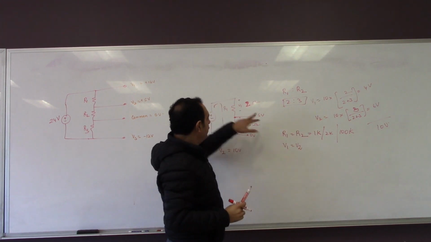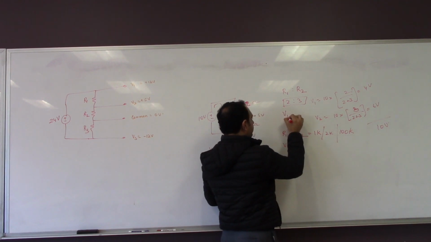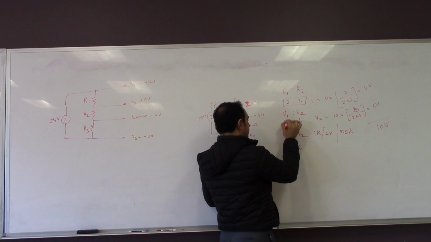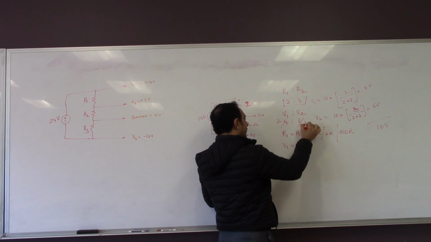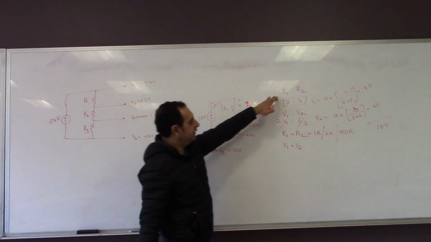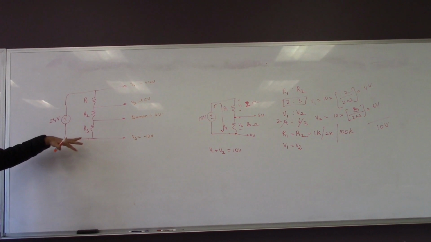Right? The ratio of the resistances was 2 is to 3. If you look at the ratio of the voltages, V1 is to V2, 4 is to 6, which, again, you can cancel, 2 is to 3. So they'll always keep the same ratio. The ratio of voltages is the same as the ratio of the resistances.